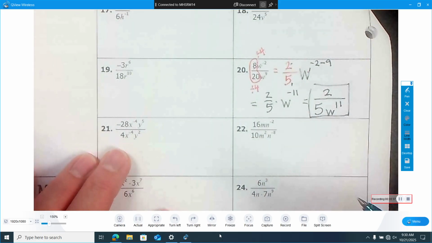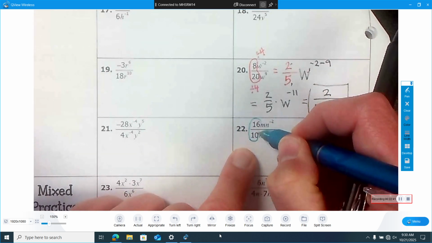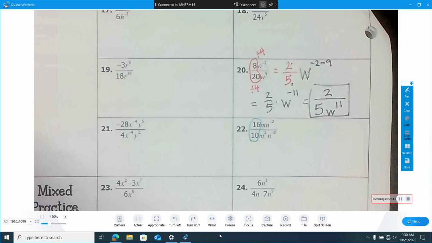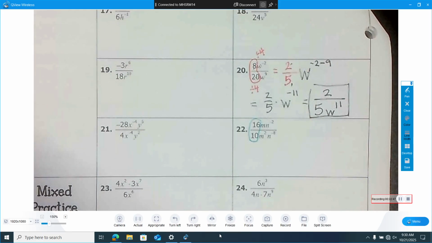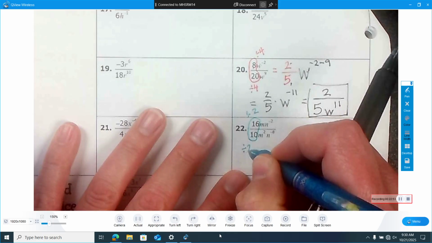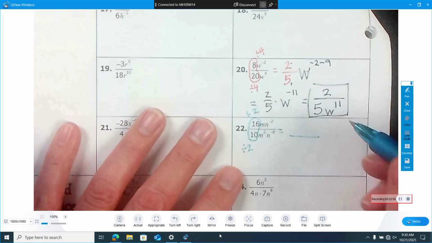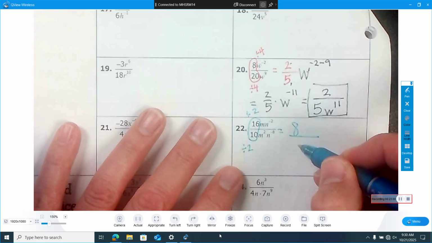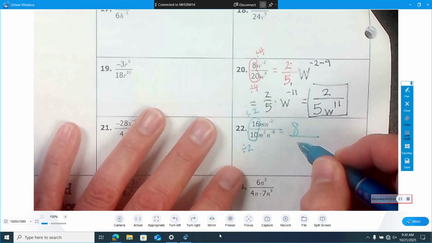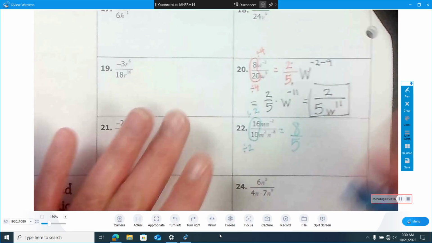Let's look at number 21 here. Oh, no, let's look at number 22. Number 22, again, I have a fraction, 16 over 10. This isn't going to divide nice, is it? No, we got to reduce it. What can they both be reduced by? 2. Divide by 2 on top and bottom. So I get 16 divided by 2 is 8, and then 10 divided by 2 is 5. Very good. So there is my reduced fraction.